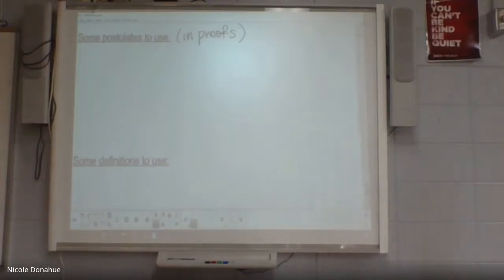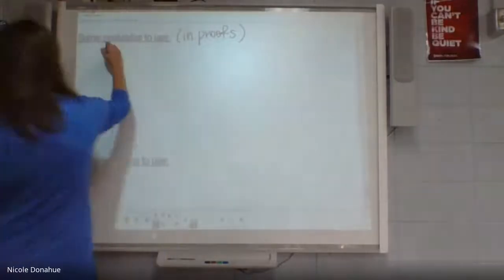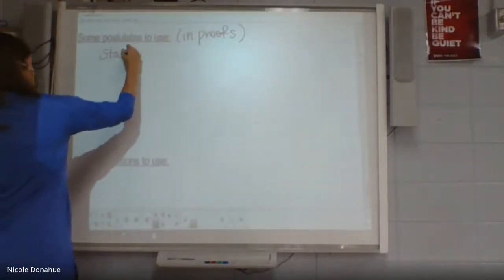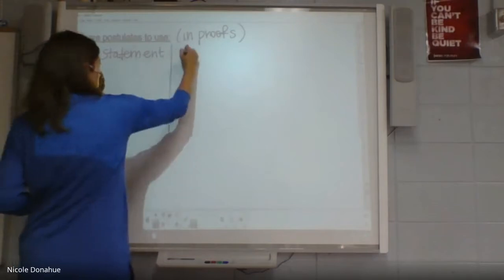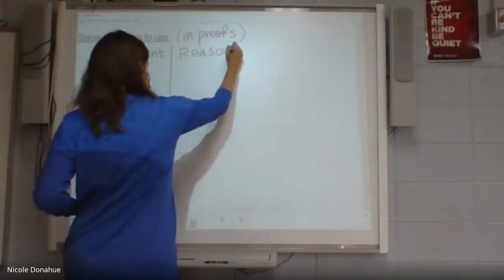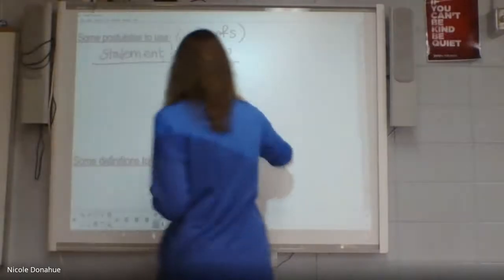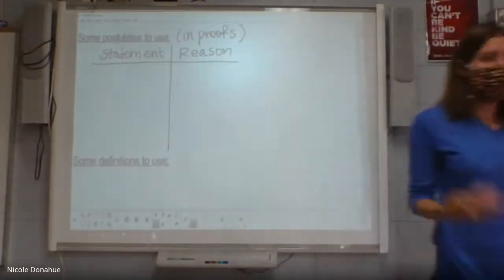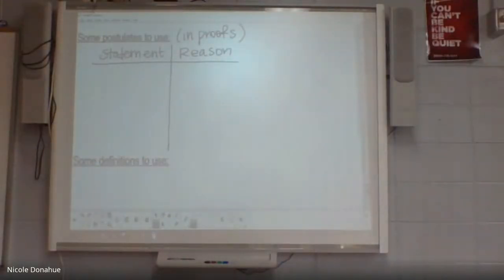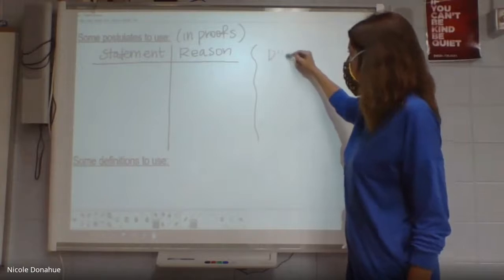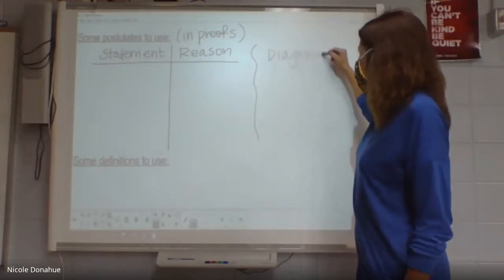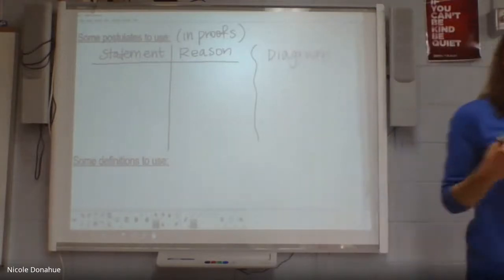So typically we have our statement, and then we have our reason in a 2-column proof. Now, I'm not actually making a 2-column proof right now. I'm just showing you how this will look. I'm also going to draw a little diagram here for you, so you can see what it looks like if it was in a proof where we were trying to use it.